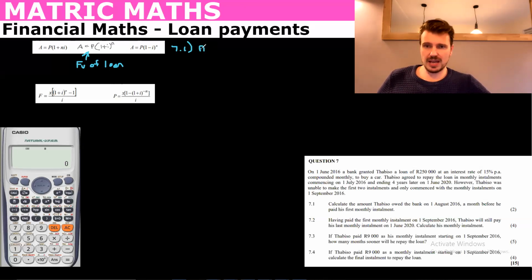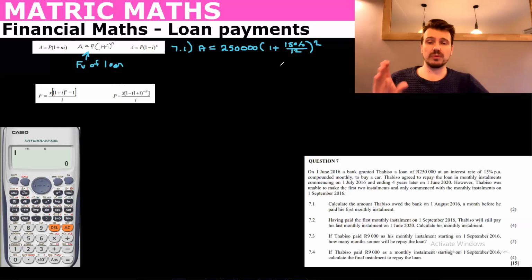So we're going to say A equals, right, the present value of the loan is 250,000, right? June, July, August is going to be 2 months, right? So we're going to say 1 plus, now the interest is 15% per annum compounded monthly. So we say 15% over 12 because it's monthly. And then the N is 2 because they're asking for it in 2 months. So this is an example where we're using the future value of the loan.